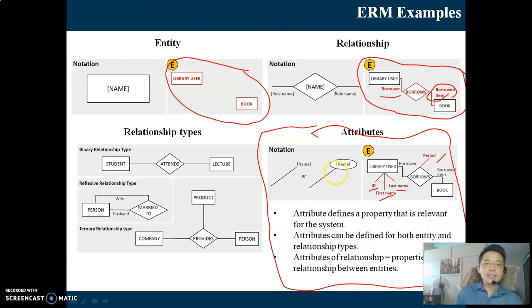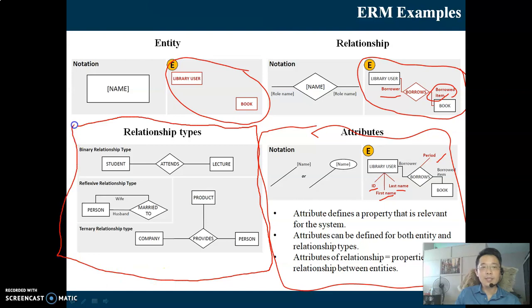Now let's look at the last quadrant, which is relationship types. Typically we have binary relationship, which involves only two entities. Binary stands for 2. In this case, student attends lecture, we have only two entities connected by one relationship. Sometimes we can have ternary relationship types. Ternary meaning 3 entities for one relationship. In this case, a company sells a product to a person, involves 3 entities in one relationship.